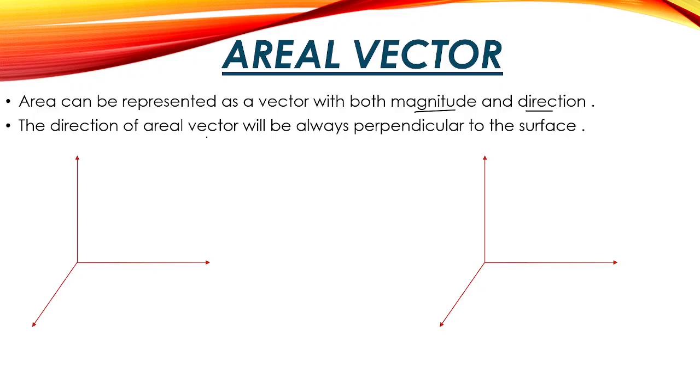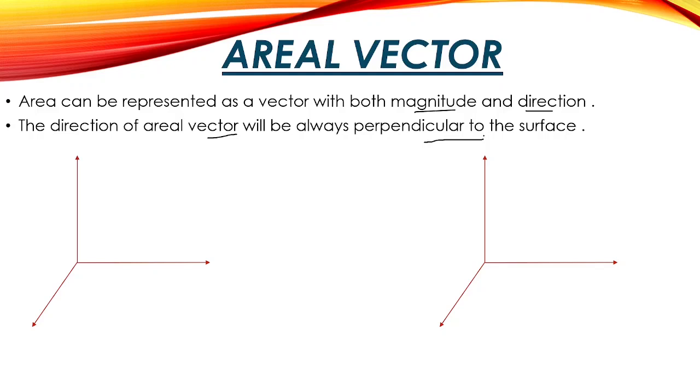So we have studied the magnitude of an area. If it is a square, it will be side into side, and if it is a rectangle, it will be length into breadth. So we know how to find the magnitude of the area. But what will be the direction of area? The direction of the area vector will always be perpendicular to the surface.